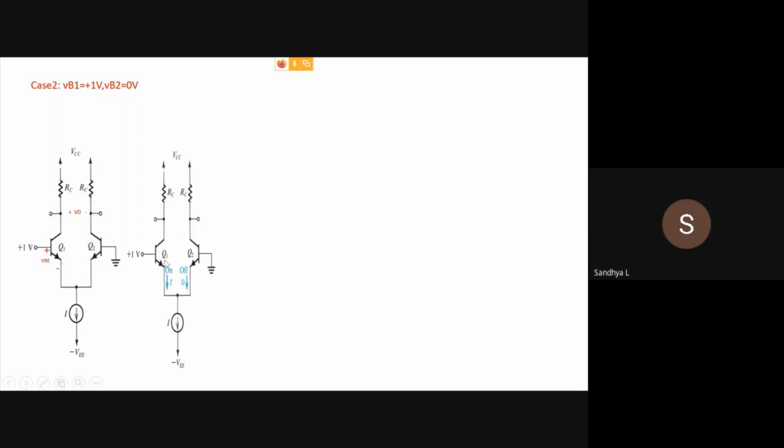So that is what is explained here. Q1 is on and Q2 is off. The entire current I will flow through Q1, and no current will flow through Q2. Here this is the 0.3 volt at the emitter. Now when this is I and this is 0, through this particular branch there is no current through Q2.